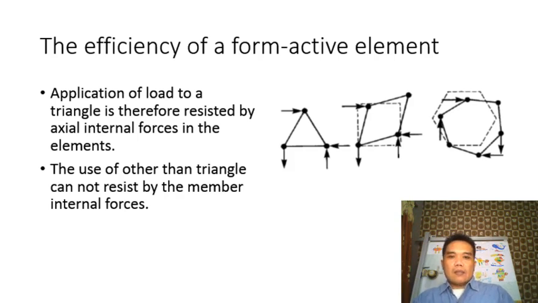The next is the efficiency of form active elements. As we know, trusses are very effective if they use the triangle shape for their elements, because the triangle resists by axial internal forces in the element itself.